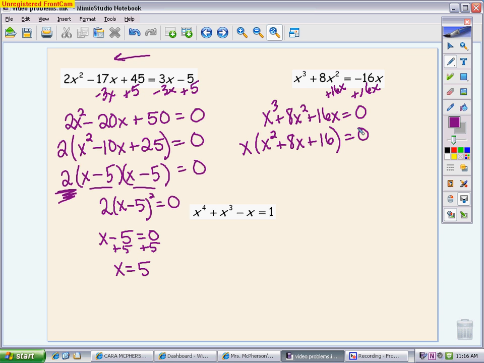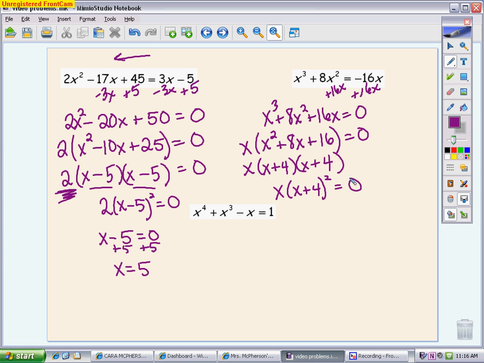What I have left has 3 terms, so I'm going to try to FOIL factor. This is an easier FOIL factor because it's all positive. Everything is positive. To get 16, it's either going to be 1 times 16, 2 times 8, or 4 times 4. The combination that works here is 4 times 4. So it's another one that has this repeated factor. So you can write it like that, or you can get in the habit of writing it like this.